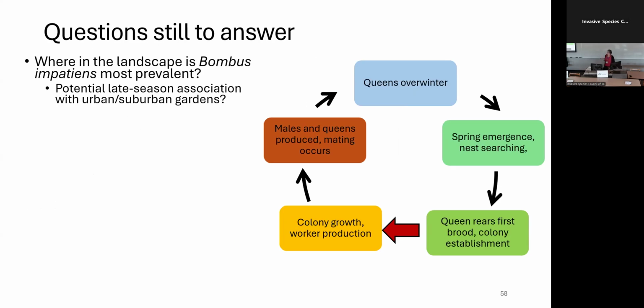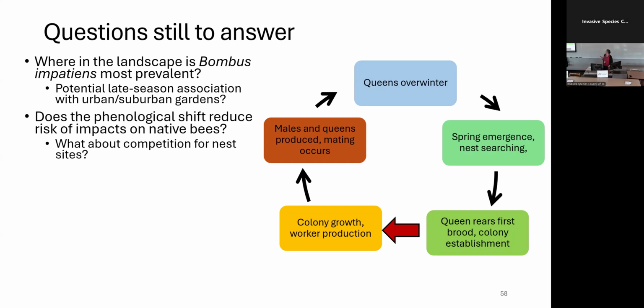Okay, so we have many, many questions still to answer. We're doing some work to try to understand where on the landscape Bombus is most prevalent, and whether there's this association with late season urban suburban gardens. There seems to be an association with invasive plants that flower later in the season. And trying to understand whether this phenological shift does decrease the risk of impacts on native bees. So things like competition for nest sites are something that we should start to consider.